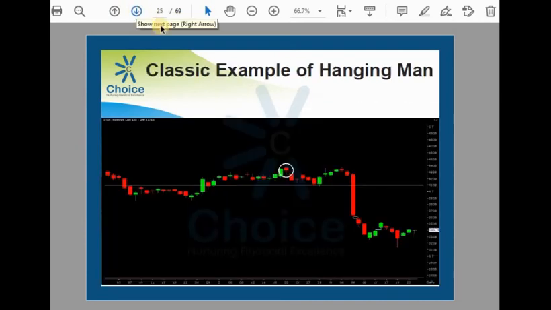A classical example of a hanging man is that at the upper level of an uptrend, we see a hanging man, and once a hanging man occurs in this pattern, the trend intends to reverse itself and we see a significant downfall towards the bottom of the chart.